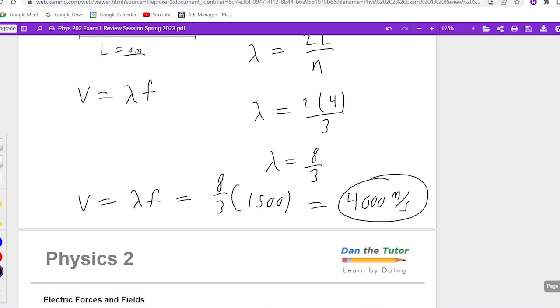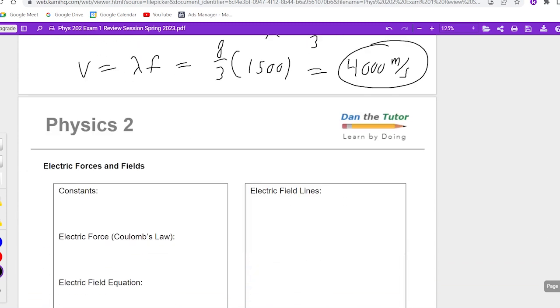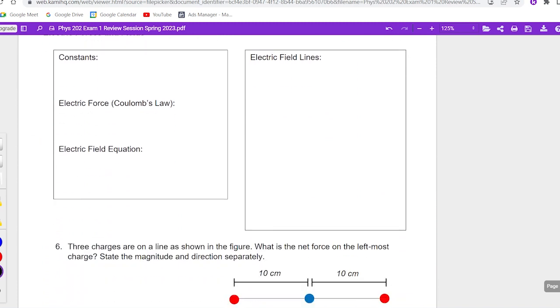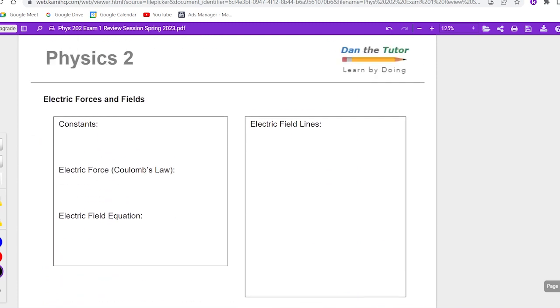Okay, and that's going to do it for everything waves. We are now on to electric forces and electric fields. The one thing I cannot stress enough: whenever you see one of these questions, there are really two questions it's asking. Number 1, what's the numerical answer? And 2, we want to know the direction. These are 2 separate questions.